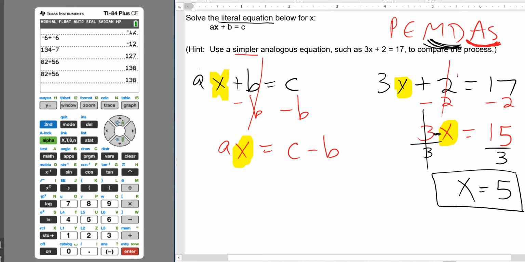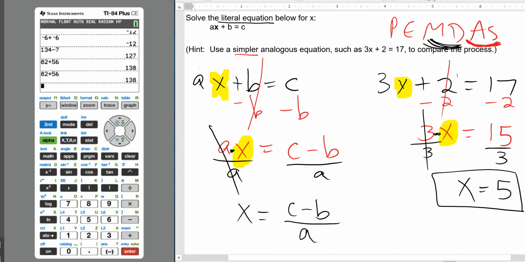Okay, so let's do that over here. In the place of 3, we had the letter a. We can see it's attached by multiplication, so we can still use the inverse operation of division. A divided by a will still cancel. We got x alone, but we can't really simplify this expression any further than it already is. We had c minus b from the first step, and we divided that expression by a.